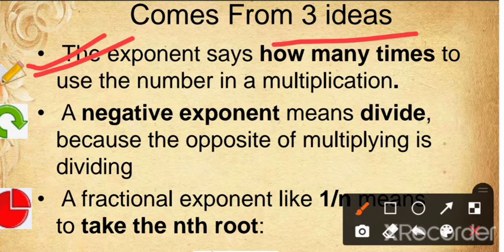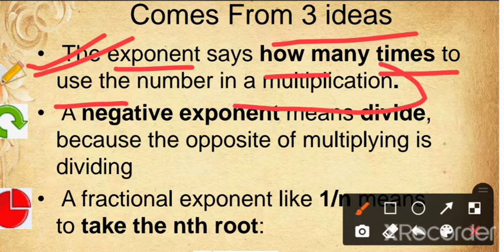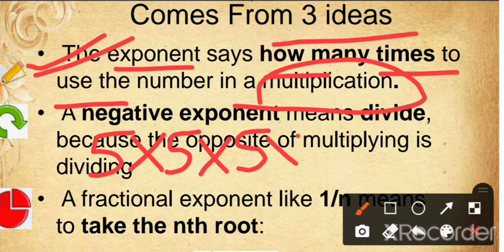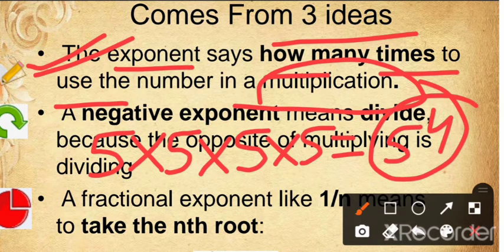So the first idea is the exponent says how many times to use the number in a multiplication. एक्सपोनेंट्स का फर्स्ट आइडिया कि आप नंबर को कितने टाइम्स मल्टीप्लाई कर रहे हैं. जैसे अगर हम 5 को 4 टाइम मल्टीप्लाई करते हैं तो हम इसको 5 पावर 4 लिखते हैं. We can write 5 power 4 because we multiply 5 by itself 4 times, so we can say 5 power 4.